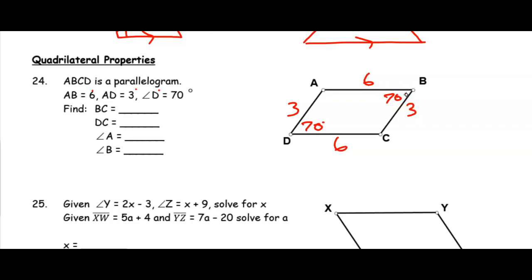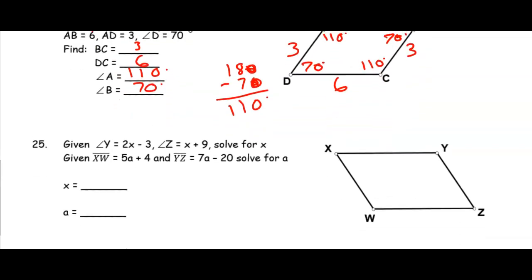So far, what do I know? BC is 3, DC is 6. Let's back that up. 3, 6. Angle B is 70. Now, consecutive angles are supplementary, so 180 minus 70 equals 110 degrees. So that means this is 110, and then the opposite is 110. So 110 degrees. Cool.